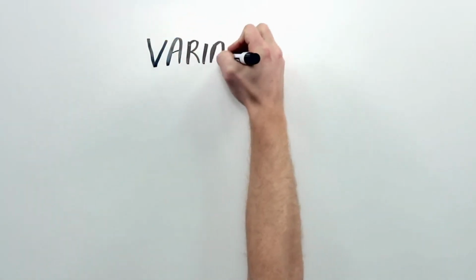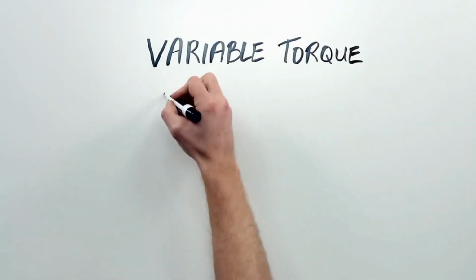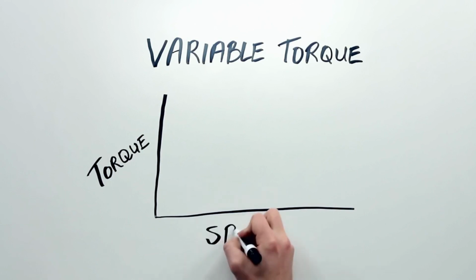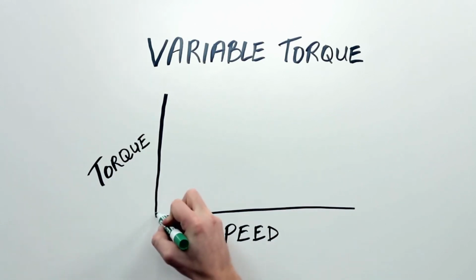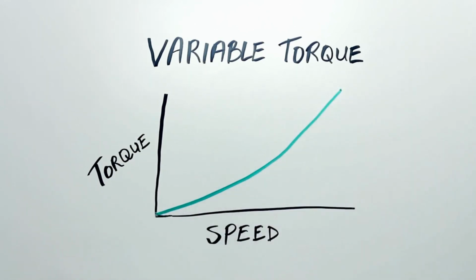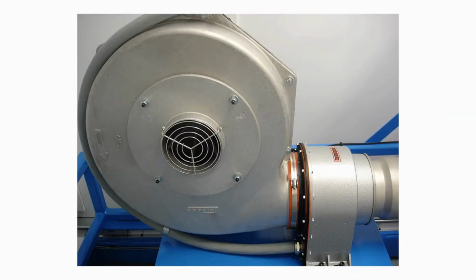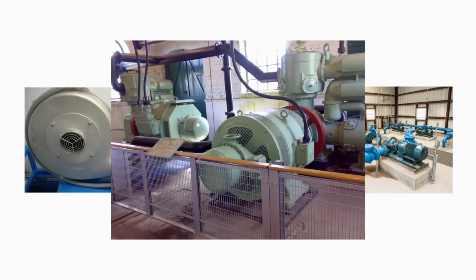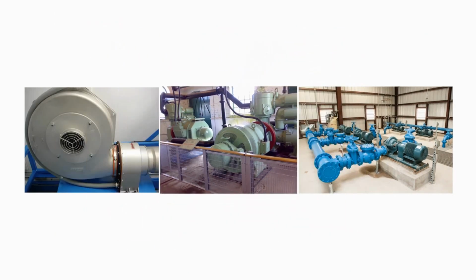Our fan example is what's called a variable torque load. As the fan speeds up, the amount of torque or force required to move the air increases. Other types of variable torque loads besides fans are blowers, spinning pumps, and spinning compressors. The general rule of thumb is that if the load being moved is air, or a relatively easy to move liquid like clean water, then it's likely a variable torque load.